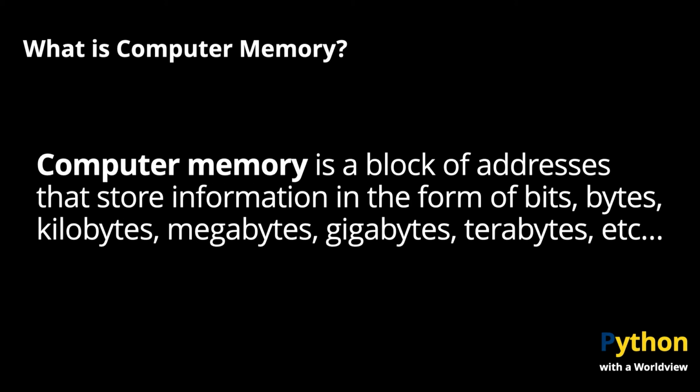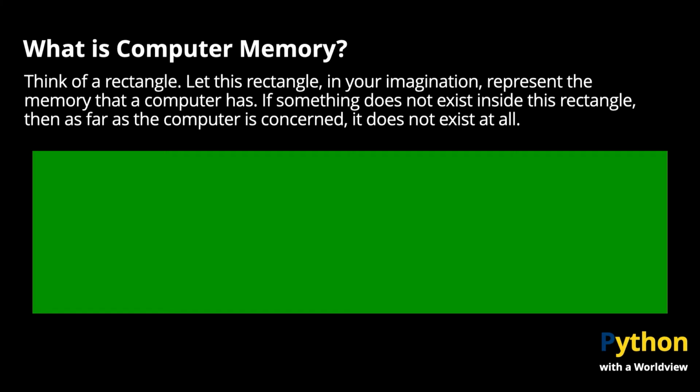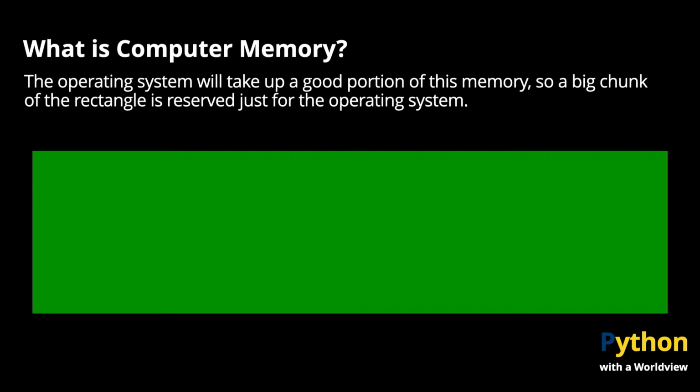What is computer memory? Computer memory is a block of addresses that store information in the form of bits, bytes, kilobytes, megabytes, gigabytes, terabytes, and on and on. Think of a rectangle. Let this rectangle in your imagination represent the memory that a computer has. If something does not exist inside this rectangle, then as far as the computer is concerned, it does not exist at all. The operating system will take up a good portion of this memory, so a big chunk of the rectangle is reserved just for the operating system.